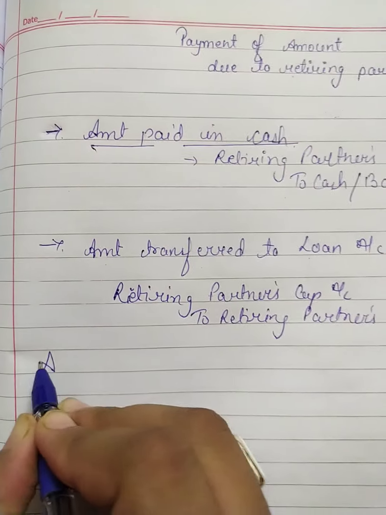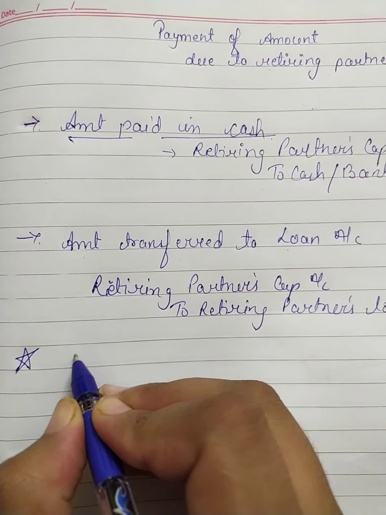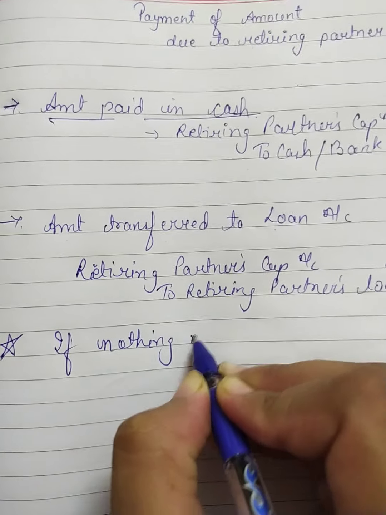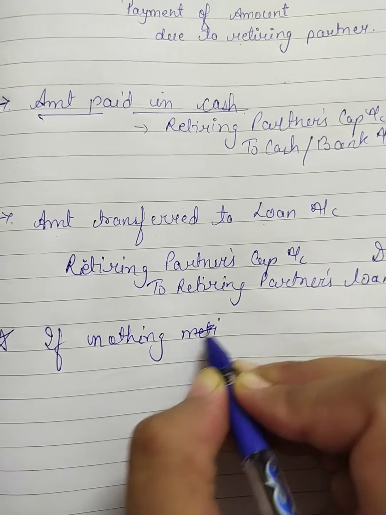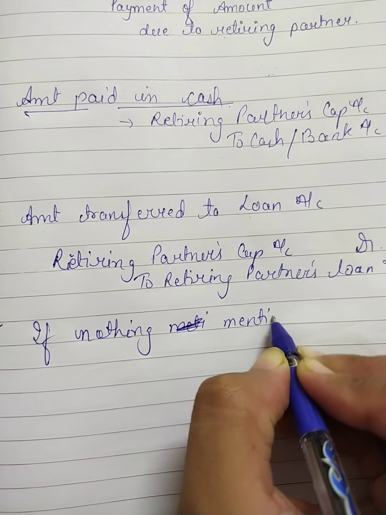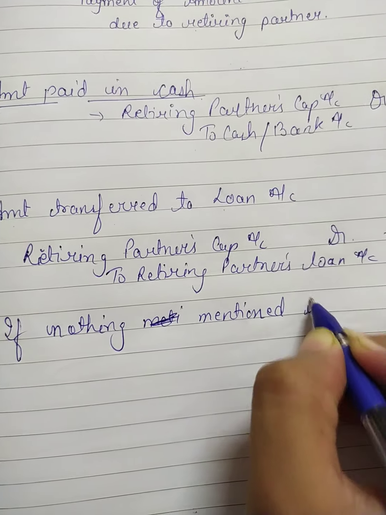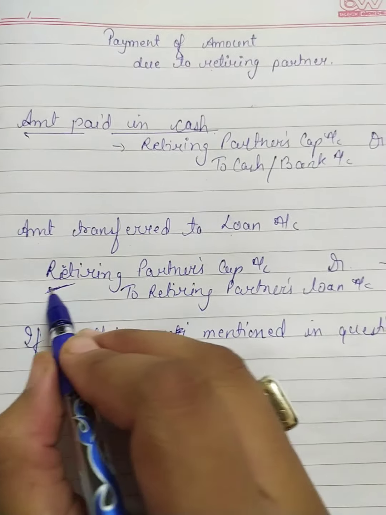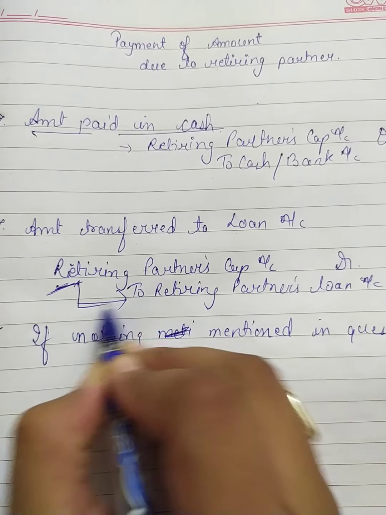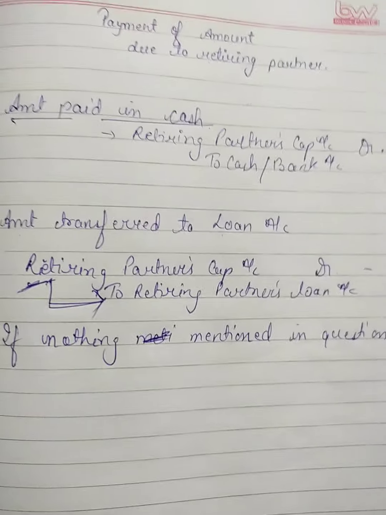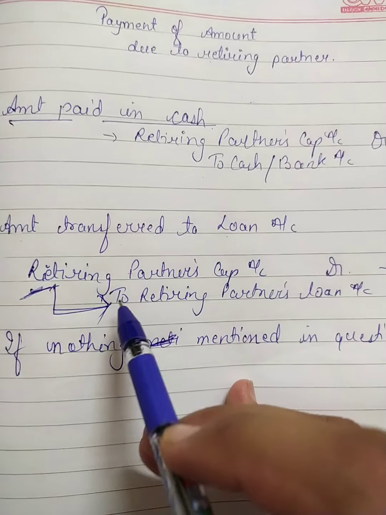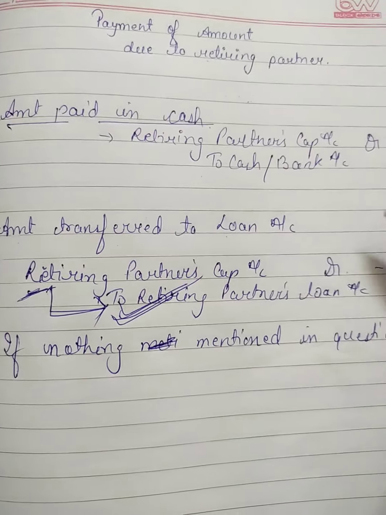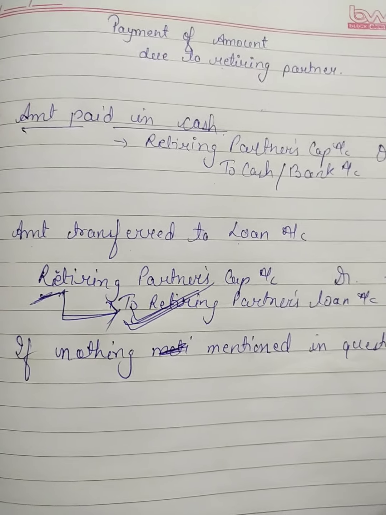And students, if there is nothing mentioned in the question, then we will transfer his capital or his due balance to the loan account. If the question is not mentioning us about his payment, we will treat it as transferred to loan account. Okay, so this is the method. Now we will start with the example.